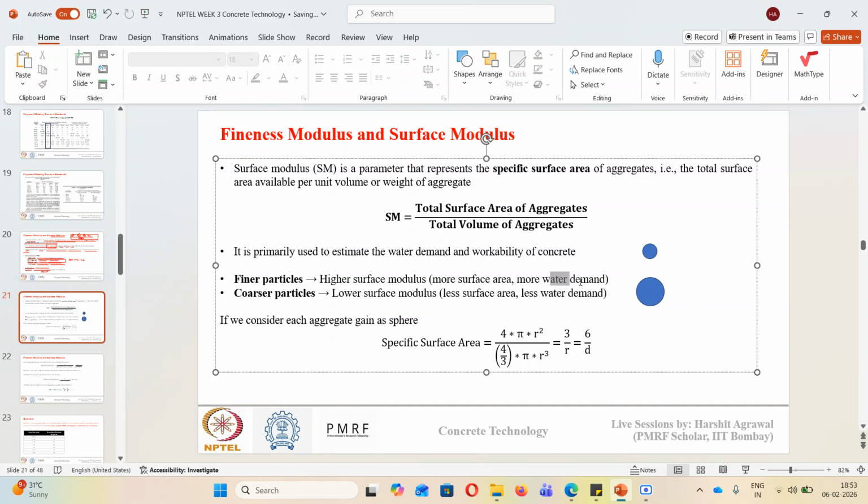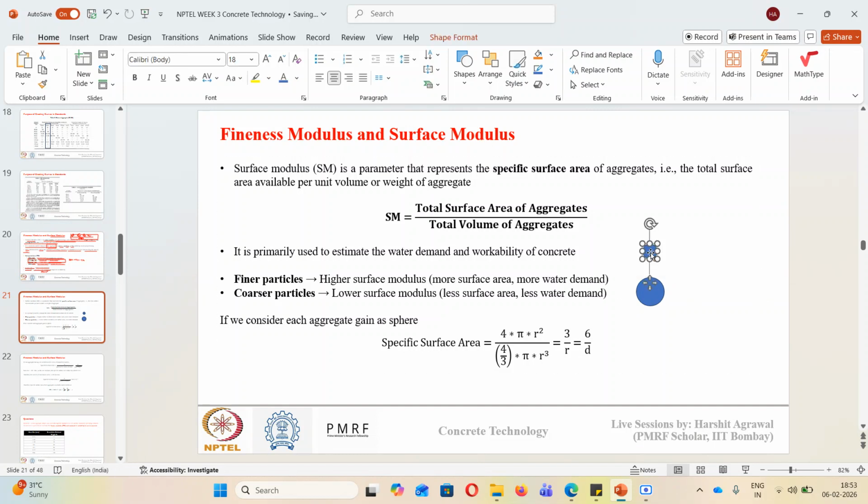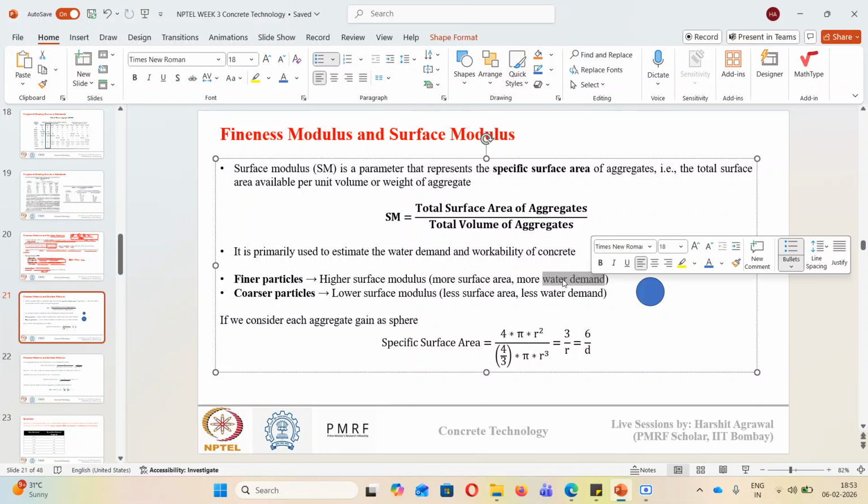Now, what is water demand here? The aggregates that we are taking, whether dry aggregate or moist aggregate, is very important. If we are taking a very dry aggregate, what will happen? It will absorb water from concrete. That water the aggregate absorbs initially to become saturated is known as water demand. And this term is very important in mixture design.